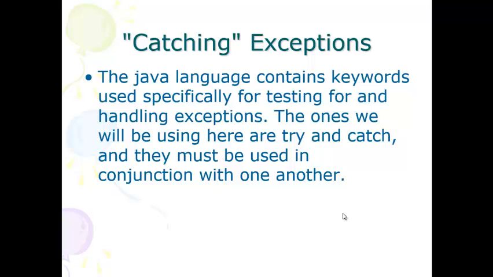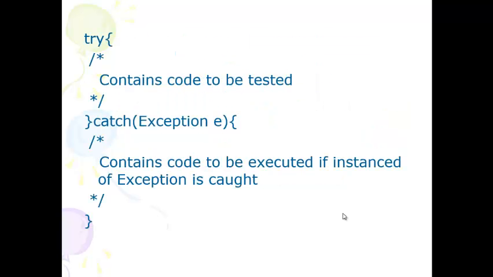So again, try and catch. This will be the basic syntax we will be using for this example program, and they must be used in conjunction with one another. As you can see, this is the basic syntax. Before we implement try and catch, we need to first define what the syntax of using try and catch will be.